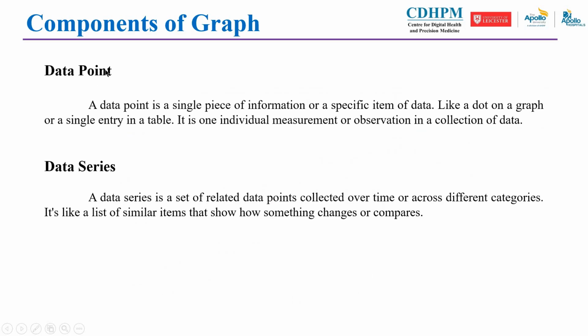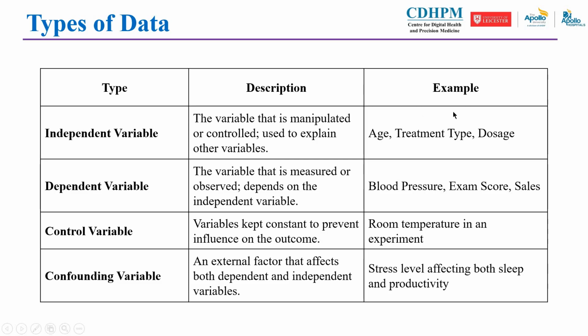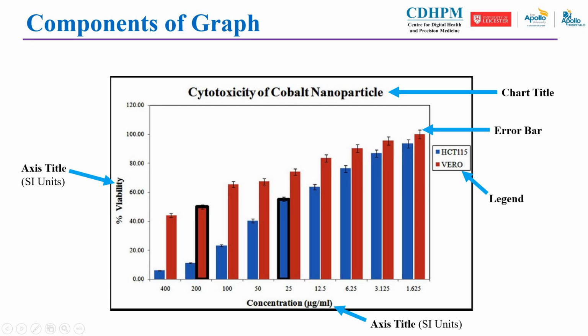So that explains what is data point and data series. But when you're talking about data, you have to talk about what are the types of data that you have, right? So first, you have the major categories: independent variable, dependent variable, control variable, and confounding variable. What is independent and dependent? Let's have an understanding of this using this graph.